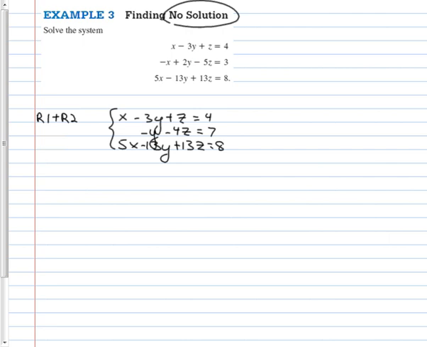Now, I don't want a negative y, I want a y there. So how can I get a y? Multiply by negative 1. I'm just going to take negative 1 times row 2. That is the step I am doing here. x minus 3y plus z equals 4. Negative 1 times row 2, y plus 4z equals negative 7. And I didn't touch the last row, so it just gets copied.